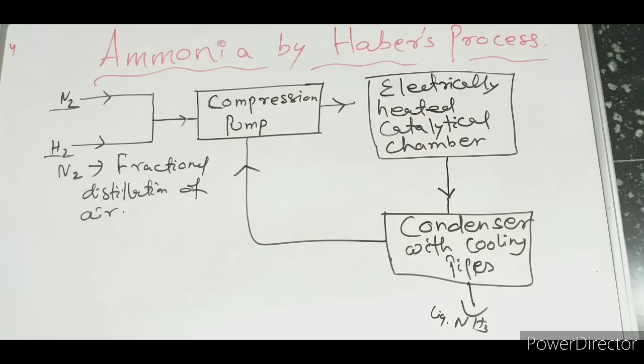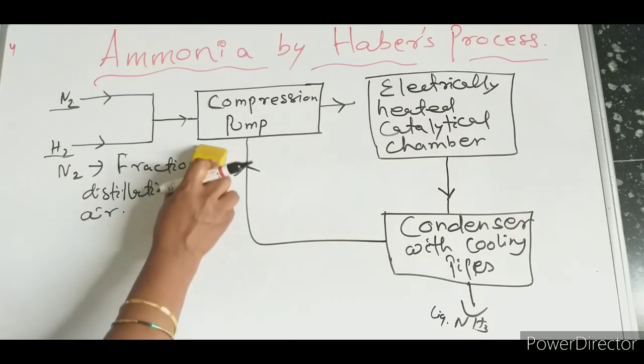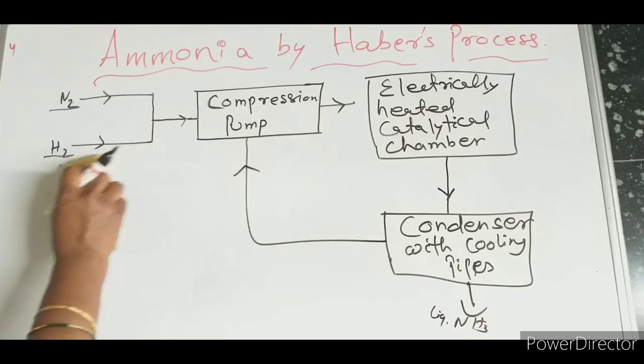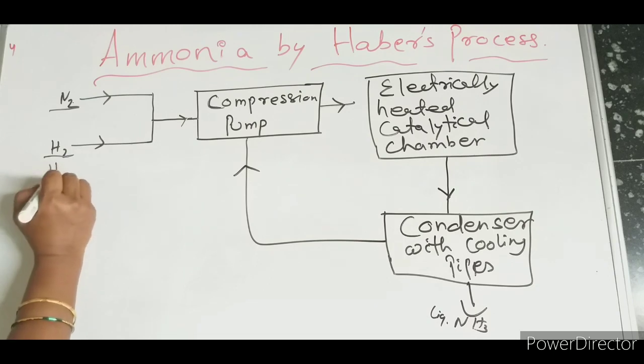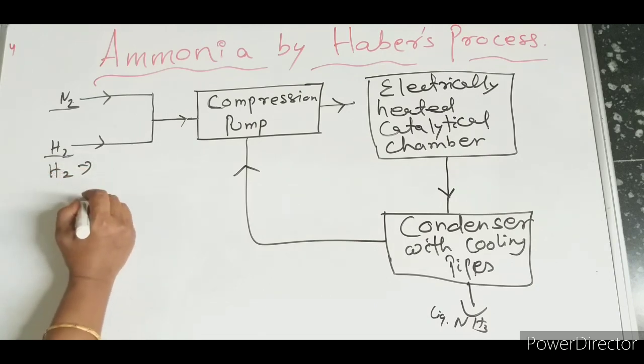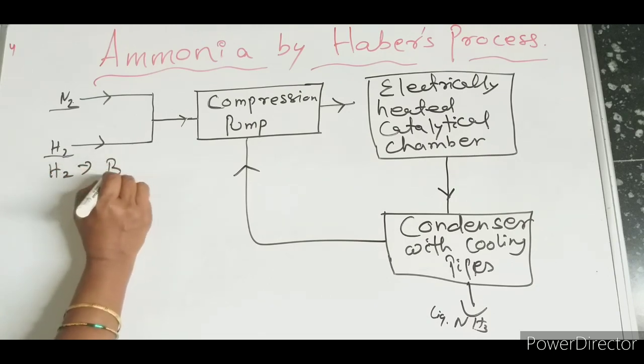Then how will we get hydrogen? Hydrogen is collected from the Bosch process. Remember, we have discussed the Bosch process in the class 9 hydrogen chapter. So hydrogen comes from the Bosch process. Here we are collecting hydrogen from the Bosch process.